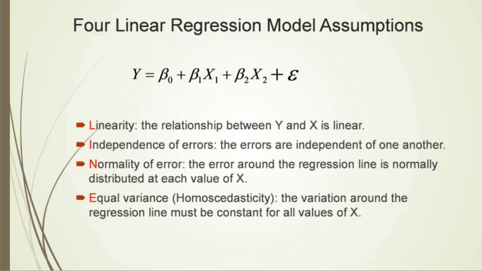They can be summarized using 4 letters, L-I-N-E, line. L stands for linearity. The relationship between x and y is assumed to be linear. I stands for independence, independence of errors. The errors are independent of one another. N stands for normality of errors. The error around the line of regression is normally distributed at each value of x. E stands for equivariance, also known as homoscedasticity. The variation around the line of regression must be constant for all values of x.